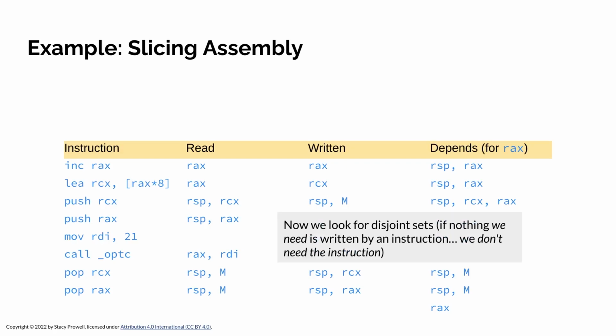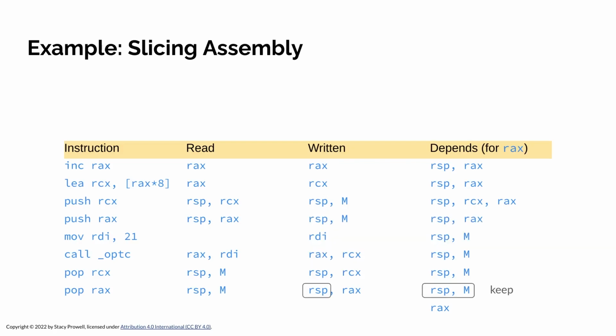I can now look for places that are disjoint, where nothing we need is written by an instruction. That's what we were doing at the same time before, but now I can go back and do it. And I'll notice I keep this line because RSP is in my char set and it's written. And I work my way back up. I keep and discard lines, and I wind up with just those lines.